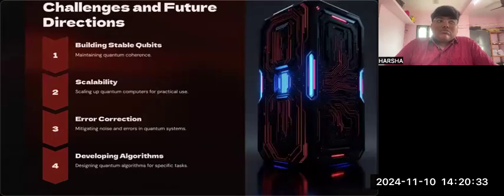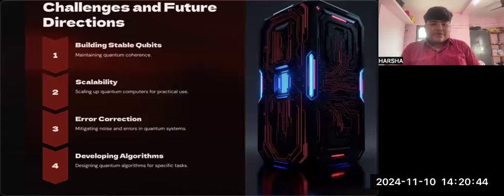Okay. If quantum computers are so advanced, what are the challenges that we face by using them? And what is the future of these quantum computers? How are they going to evolve? How are we going to use them in daily life? How is it going to be of use, these new machines?